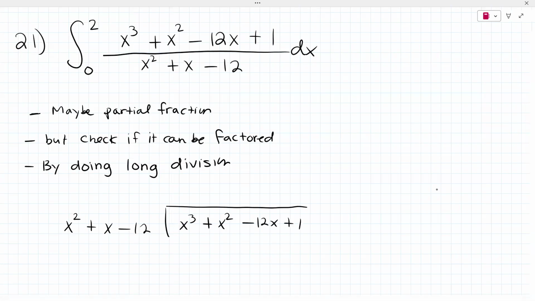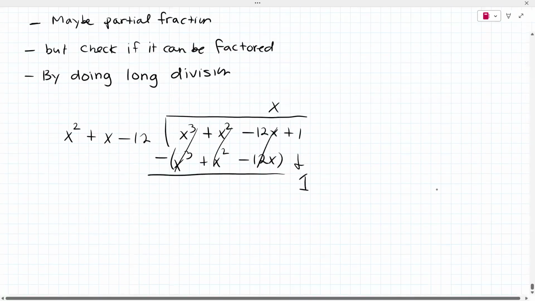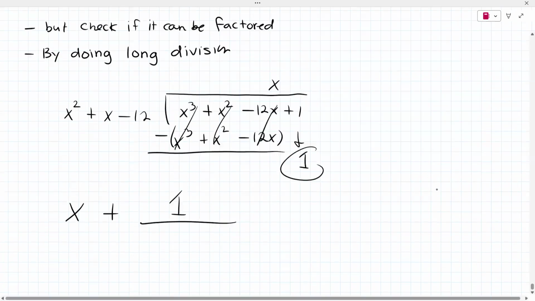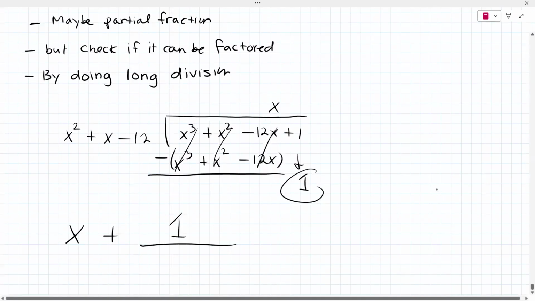And I got to get rid of this x cubed, so I'm going to multiply everything by x. I'm going to put it right above this negative 12x. So I get x cubed plus x squared minus 12x, and then I distribute this minus. So this cancels, and this cancels. So now you're left with the 1. So you can rewrite this as x plus your remainder, which is 1, divided by whatever you were dividing, which was x squared plus x minus 12.